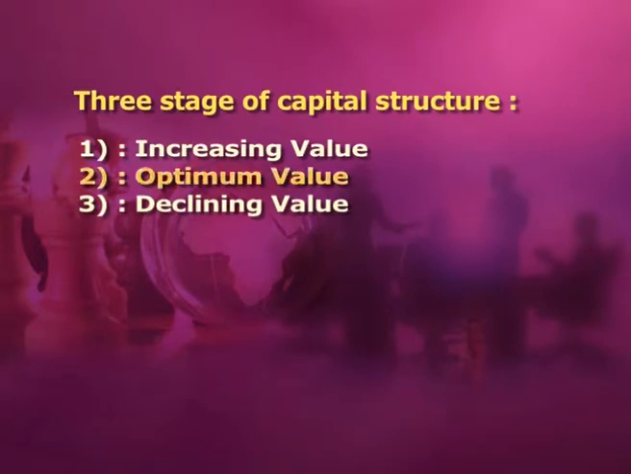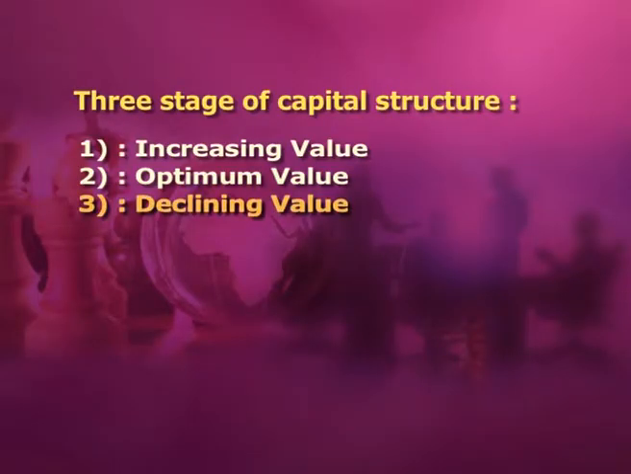Second stage is optimum value. At this stage, the cost of equity increases faster than it increases at the first stage when debt is increased. Further, the benefit of low cost of debt is wiped off by the increase in cost of equity beyond a certain level. Hence, the firm reaches a stage of minimum weighted average cost of capital and maximum value of the firm at a certain level of debt equity mix where the optimum capital structure is attained.